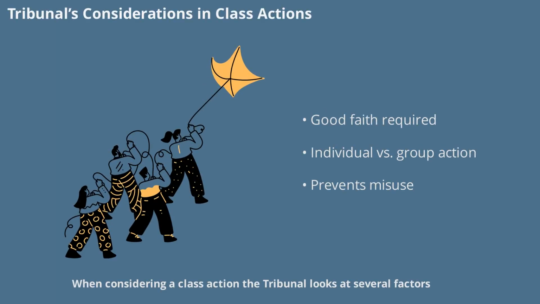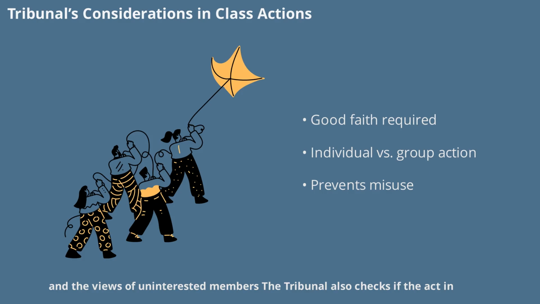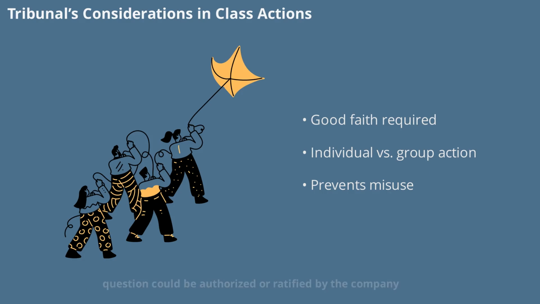In considering a class action, the tribunal looks at several factors: whether the applicants are acting in good faith, if the cause of action could be pursued individually, and the views of uninterested members. The tribunal also checks if the act in question could be authorized or ratified by the company. These checks prevent misuse of class action and ensure they serve genuine interest.